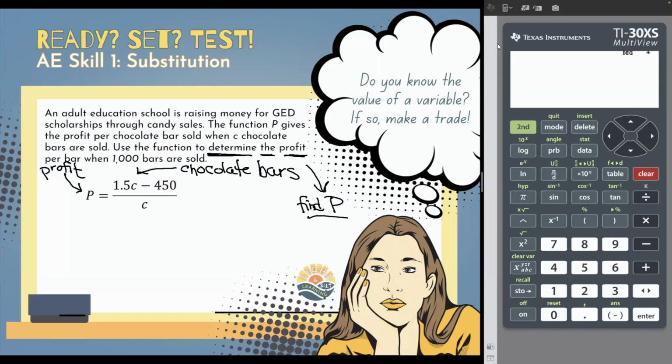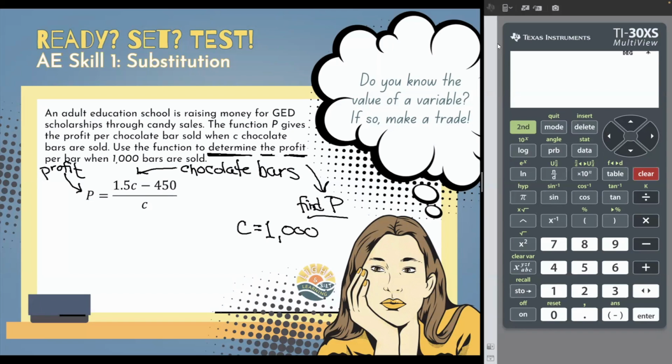When 1,000 bars are sold, 1,000 what? Hey, that's 1,000 candy bars, right? That's your C. We had said those chocolate bars, those candy bars are the C. And so what they're saying to you here is they're saying C is 1,000. And that's what they often do with these algebra word problems. Okay, you guys, they just put one of the letters in the word problem. And if they do that, any time we know a value, we can trade. We can trade out the letter, the variable for that value.